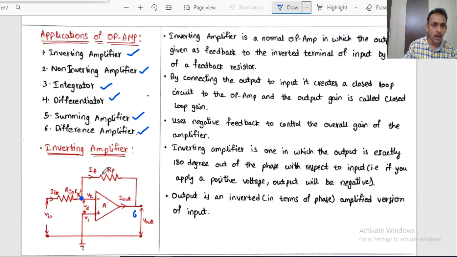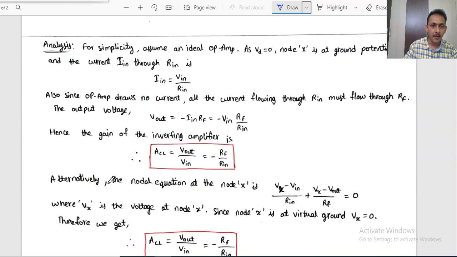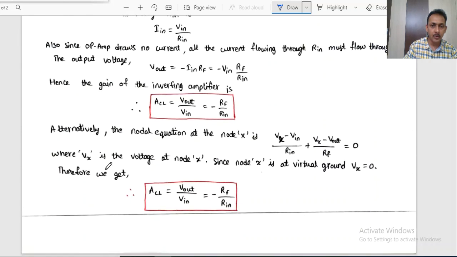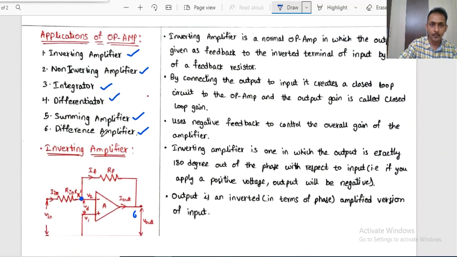In this video, we are going to discuss the inverting amplifier, and also its circuit diagram, its operation, and some small analysis part, how to calculate the gain of the inverting amplifier, where we will get ACL equals V output by V input equals minus RF by Rin. This is the gain we are going to get. These things we are going to discuss in this video.